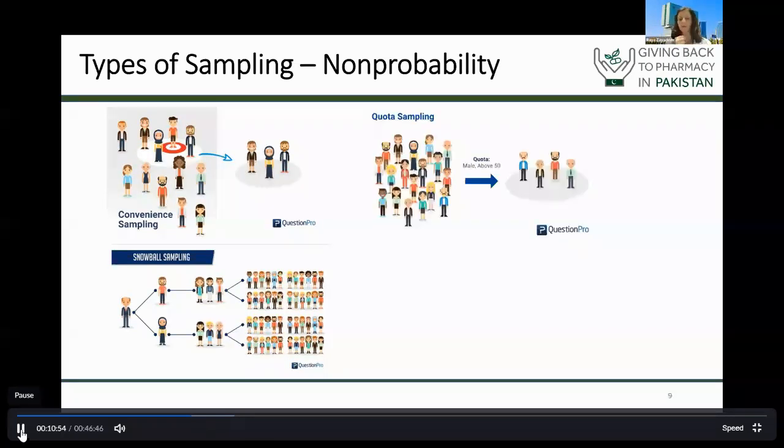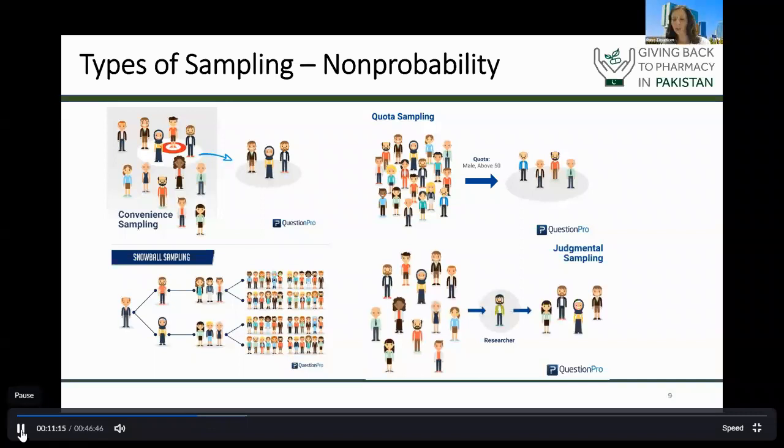The quota sampling is when you have specific criteria to look at. So you want to look at the average weight in the UAE population, but you're only looking at males above 50. So you have the males above 50 sample in your population, and then you furthermore randomly select from those. And the judgment sampling is the last type.